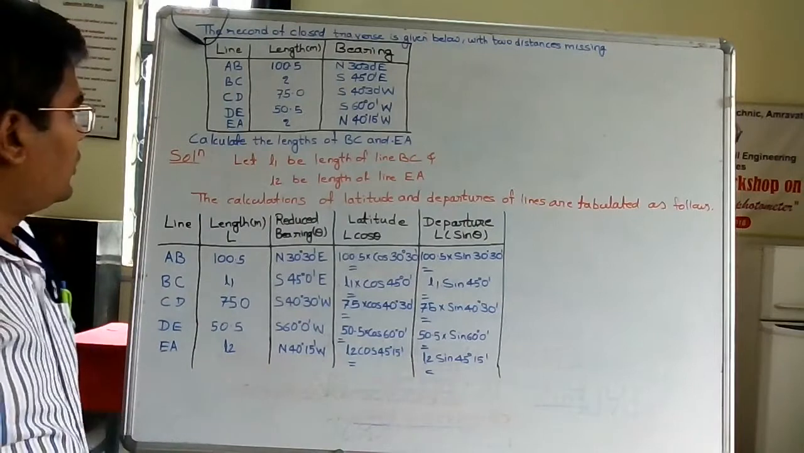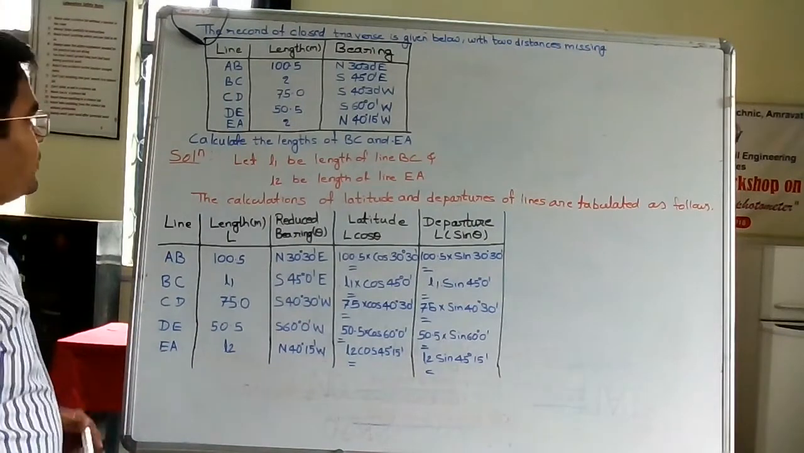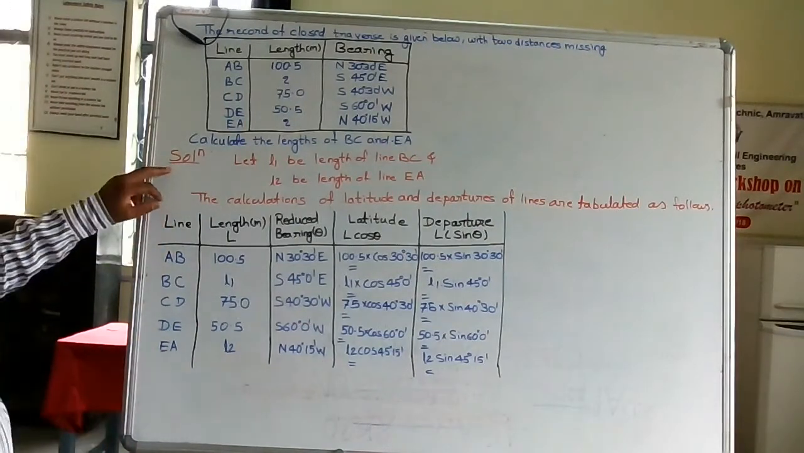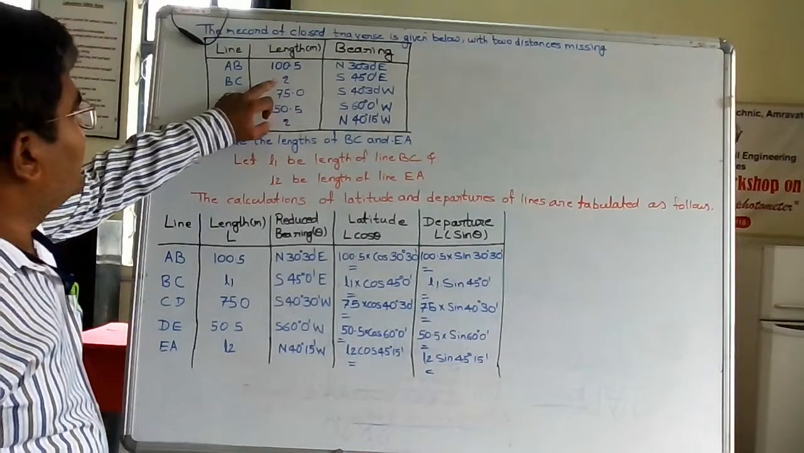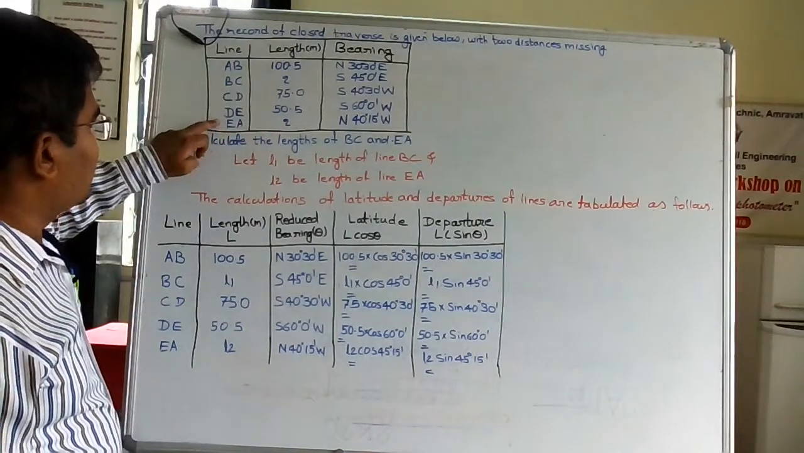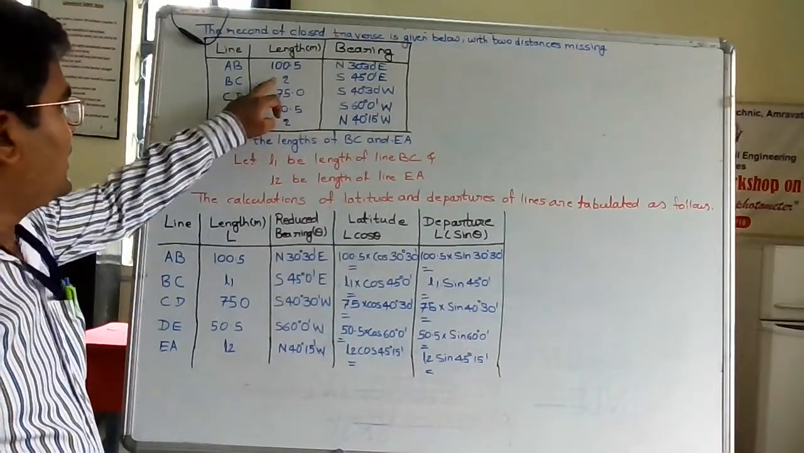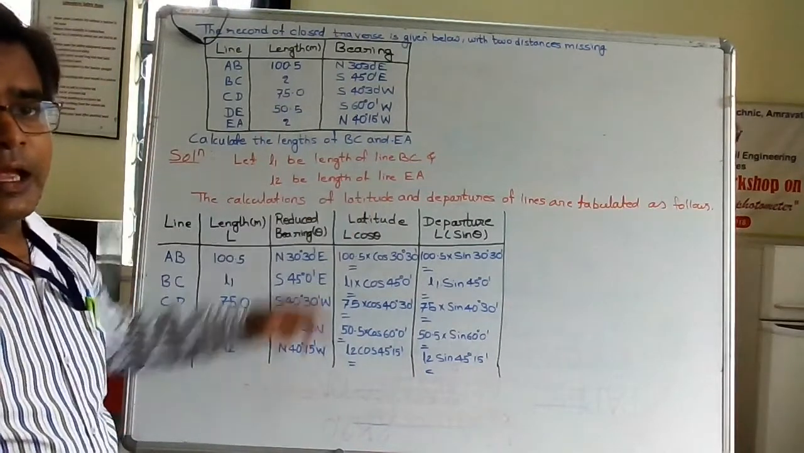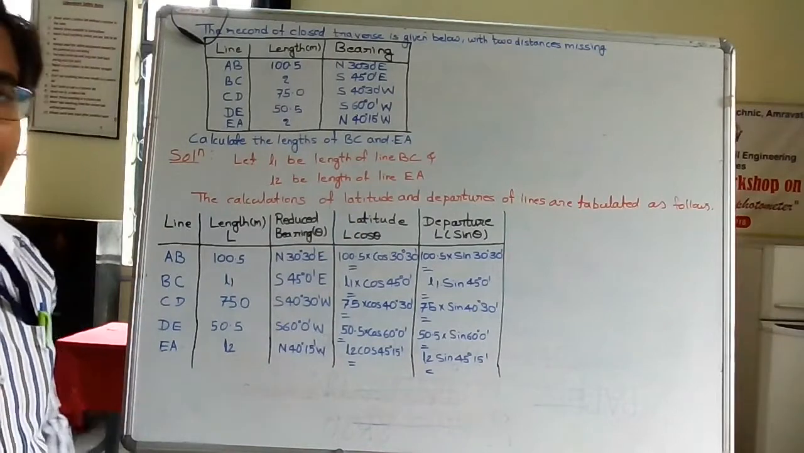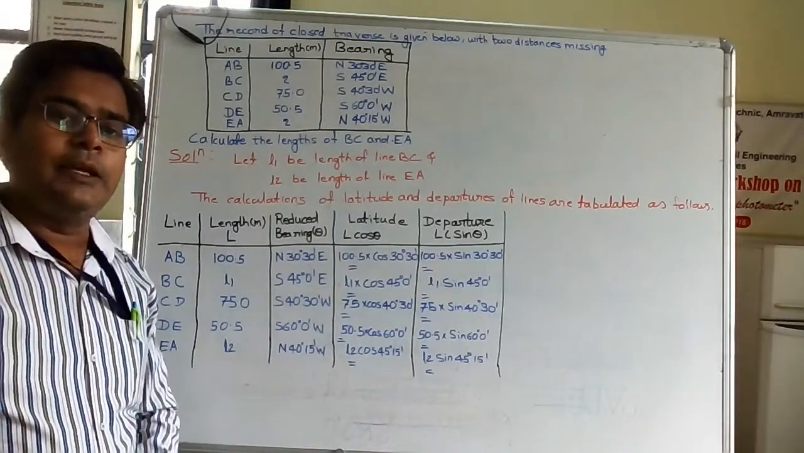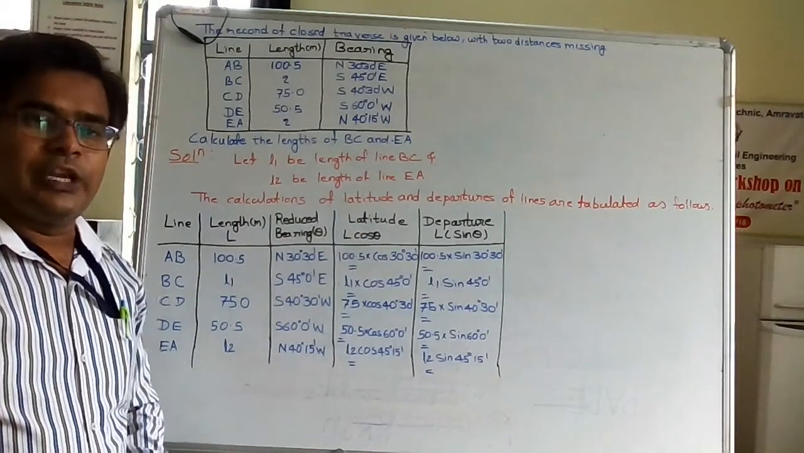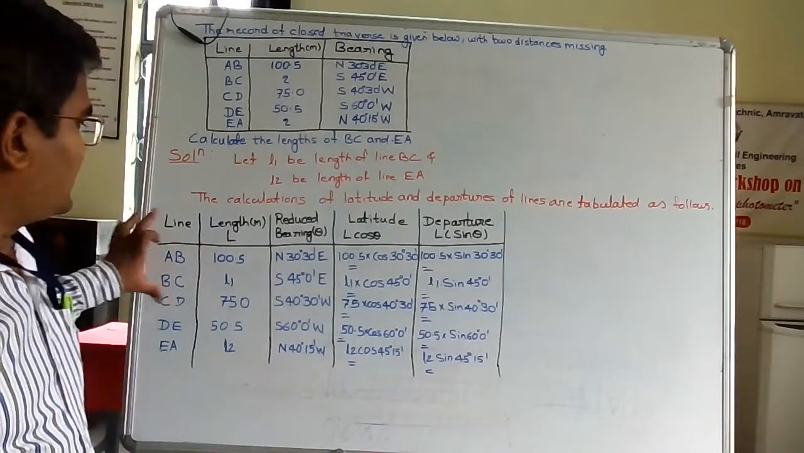Okay. So here, how can we solve this problem? We have to assume some distances for BC and EA. So we have assumed, let L1 be the length of BC and L2 be the length of EA. And as you know the procedure, we have to calculate the latitude and departure of each line. So it can be tabulated like this.